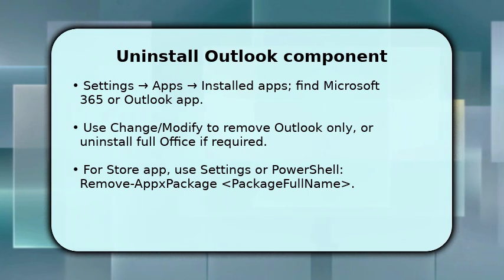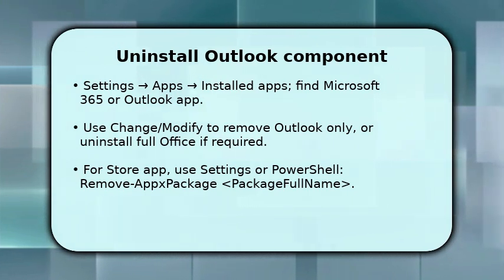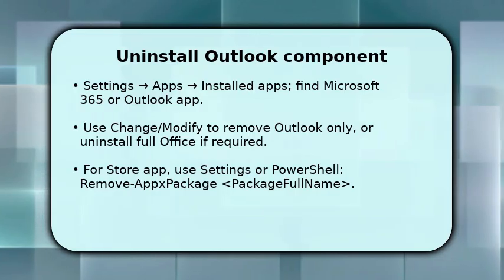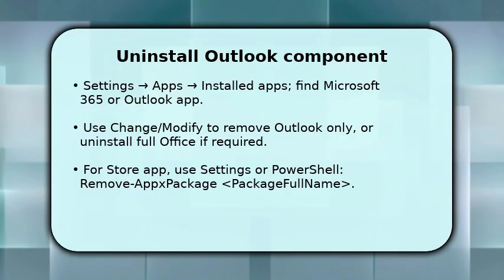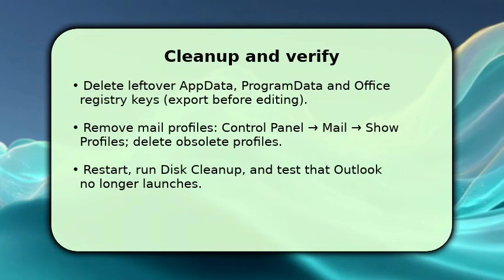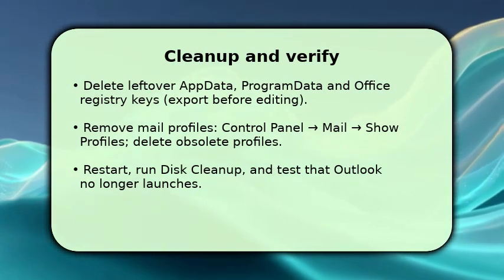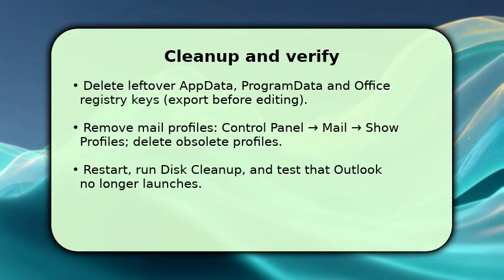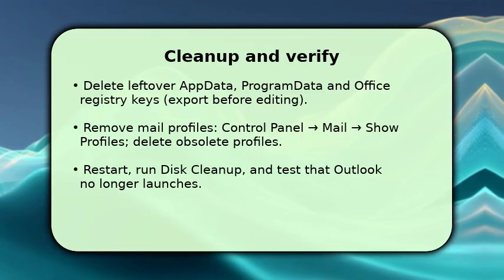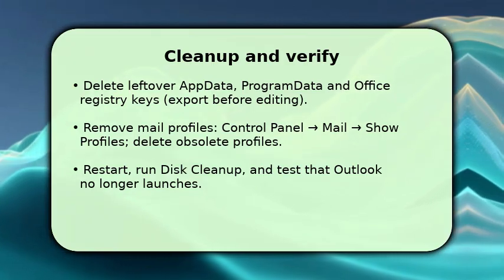Make sure to follow prompts and allow the process to complete without interruption. Finish by cleaning residual files and settings so Outlook cannot reappear. You should delete Outlook folders under %LocalAppData% and %AppData% and remove relevant ProgramData entries. Export registry keys first, then carefully delete Outlook keys if present.